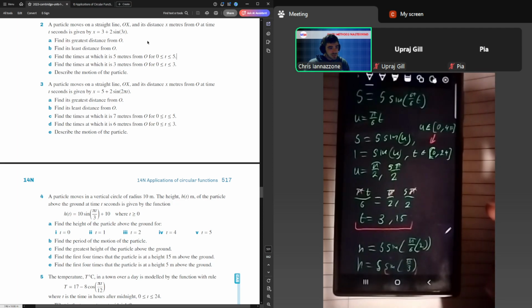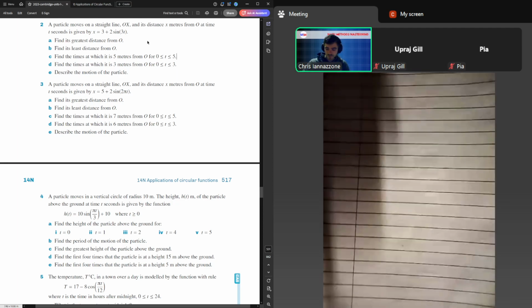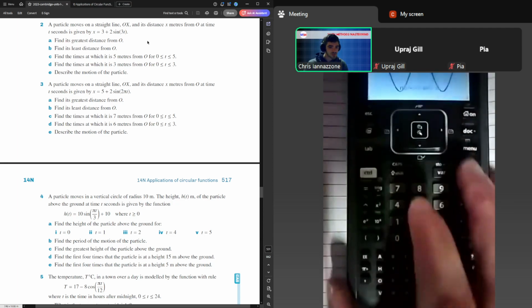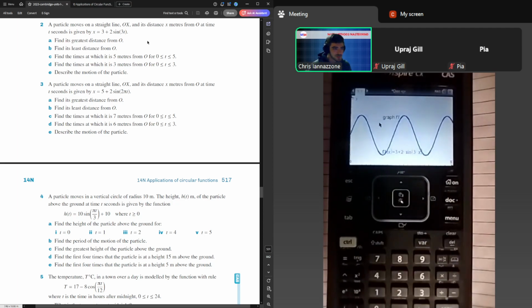Does anyone want to see that worked out for this question? Or are we happy enough with what that would look like? If so, have a think of part E, which is the weirder question. Describe the motion of the particle. Maybe even use this graph here as reference. Can help.